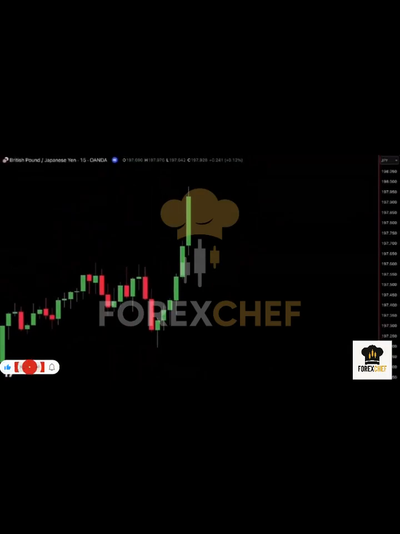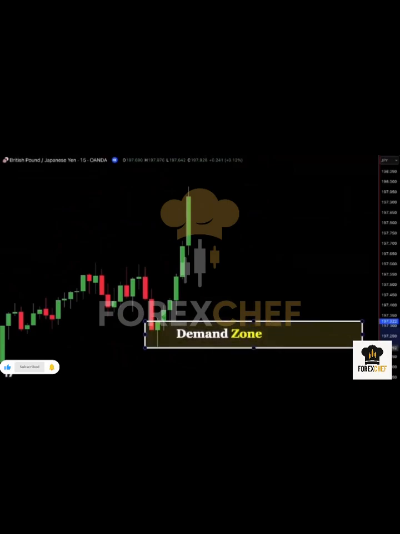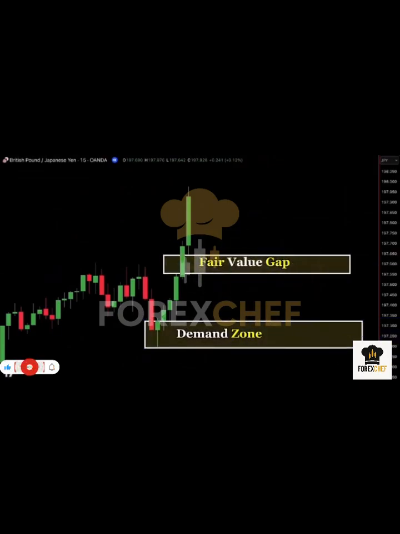Let's look at another example. This time we have a strong demand zone and just above it there's a fair value gap. Same principle applies. We ignore the fair value gap and focus on the demand zone. Fair value gaps are important, but when a clean, high-quality supply or demand zone is present in the same region, it takes priority. Think of fair value gaps as secondary liquidity zones.